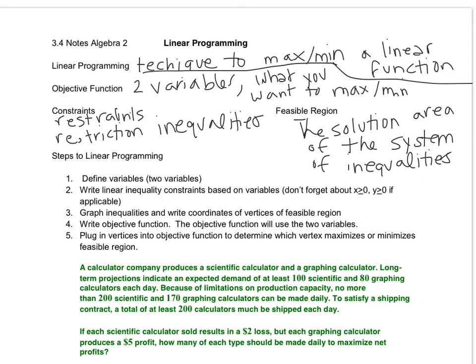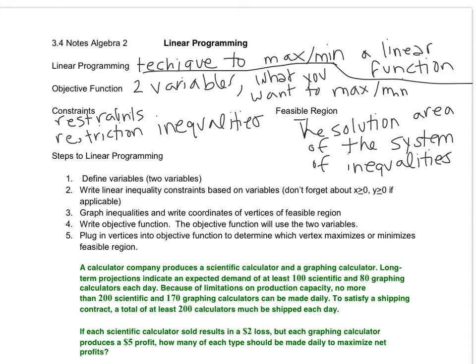Linear programming is a technique to maximize or minimize a linear function. So if you're trying to maximize profit or minimize cost. This is a technique that we're going to go through, and it uses inequalities. When you hear the word objective function, an objective function has at least two variables, and it's what you want to maximize or minimize. So for example, it could be a cost, profit, utility, or yields.